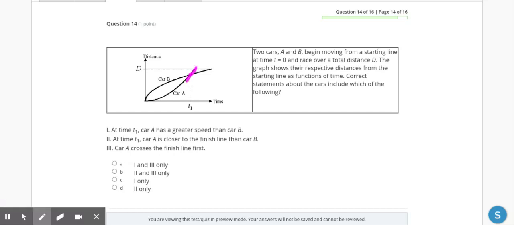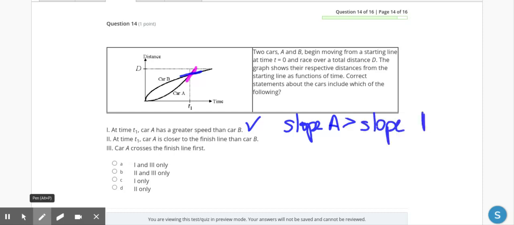okay, here's car A's speed, because again, it's the slope. Here's car B's speed. Nope, car A has a greater, let's see. So yes, this is a yes, because the slope for car A is greater than the slope for car B. So yes, it has a greater speed, right? Remember, to find the speed, we just find the slope of these distance or displacement or position graphs. Okay, so if we go down here, 1 is right, so it can't be B or D.